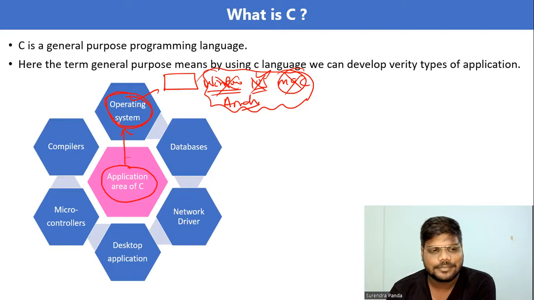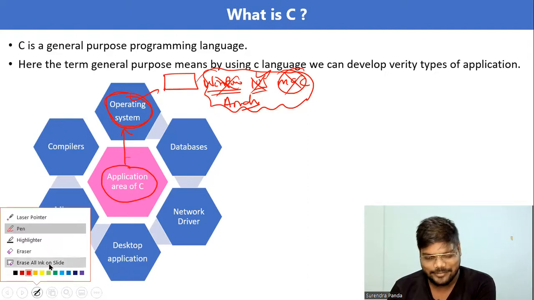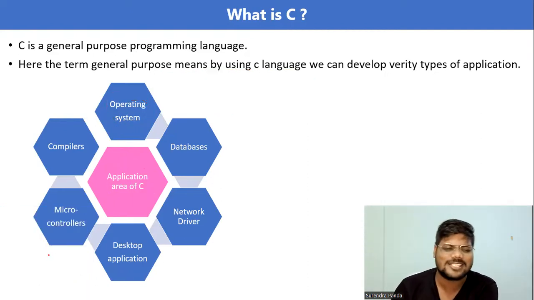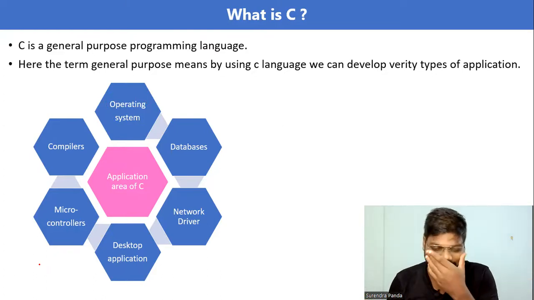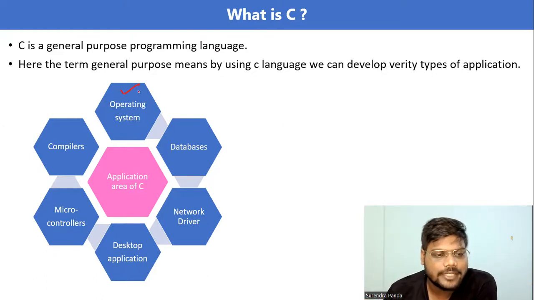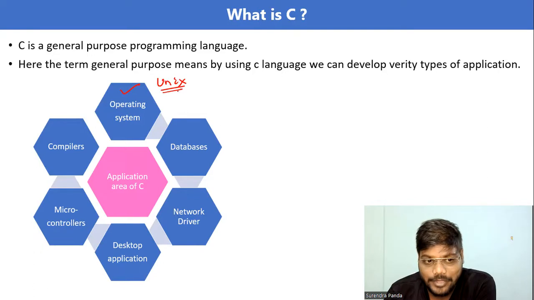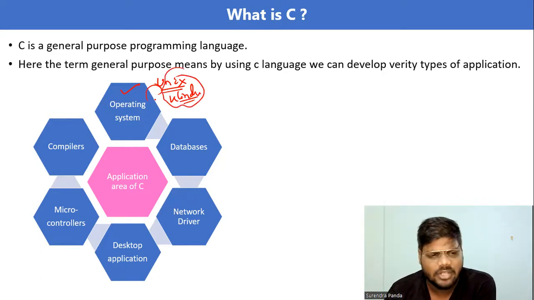So the operating system is the heart of the computer. Heart is different, brain is different. The brain is the CPU. Anyway, don't worry, these are theoretical concepts we are not going to use. So we can develop operating systems. Popular operating systems like Windows and Unix are written in C language. The core library of Android is also written in C language. So you can develop operating systems by using C language.